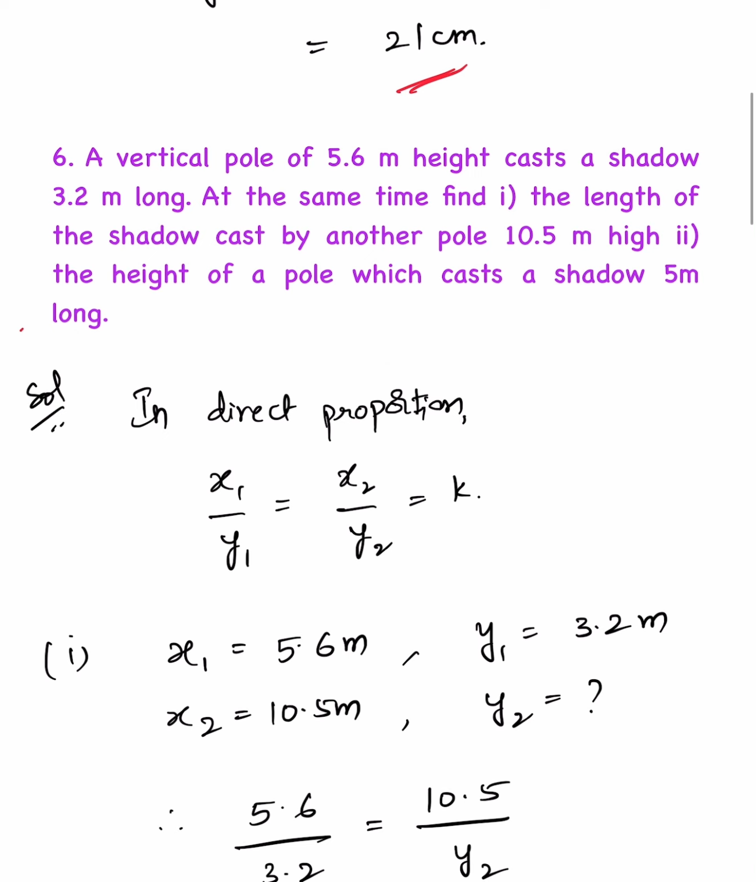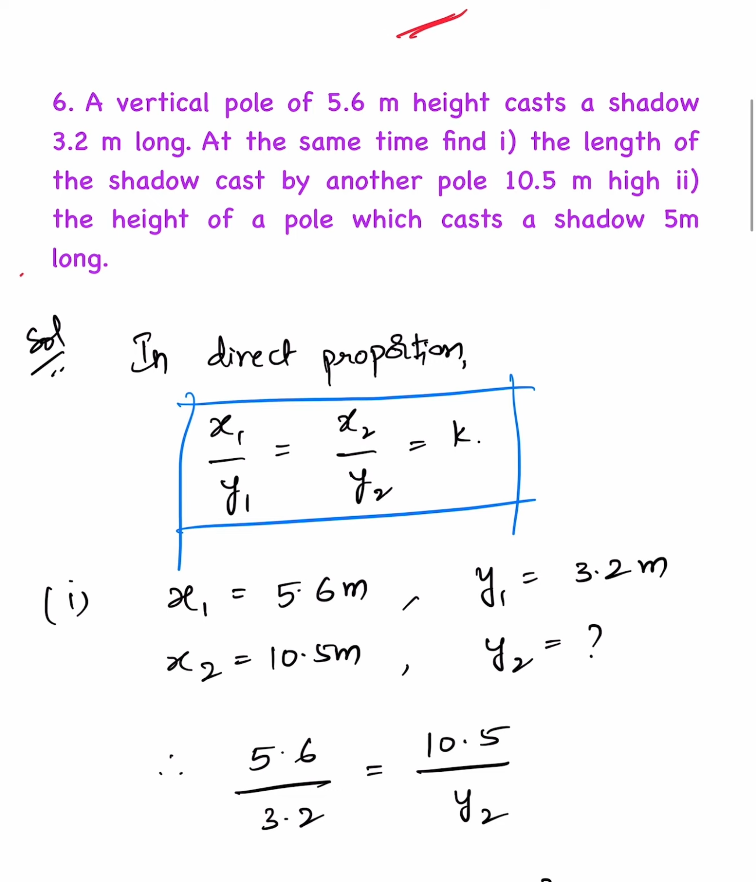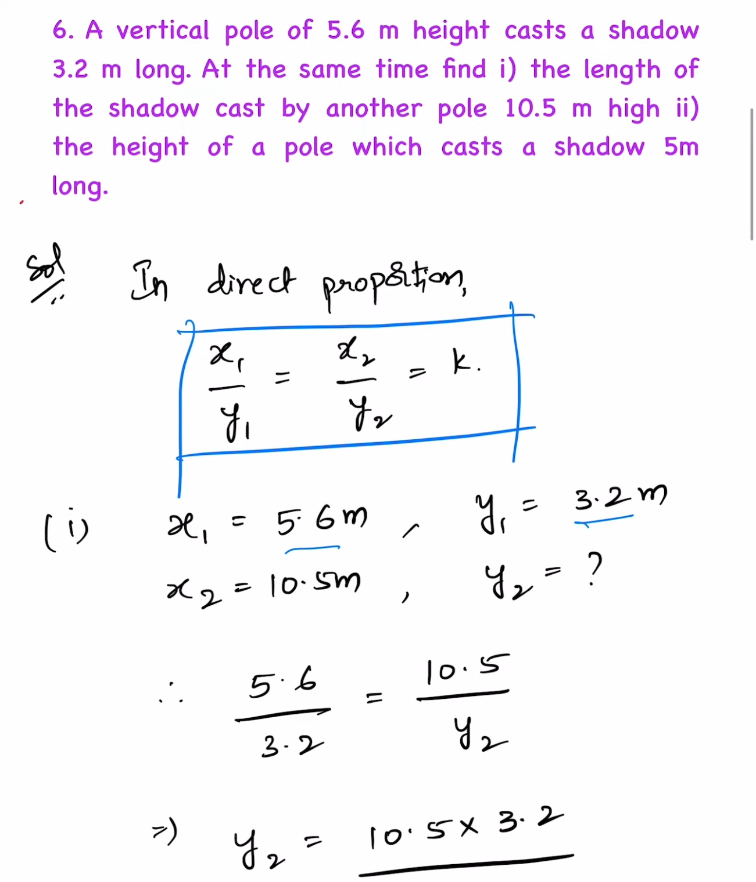A vertical pole of 5.6 meters height casts a shadow 3.2 meters long. At the same time, find the length of the shadow cast by another pole 10.5 meters high, and the height of a pole which casts a shadow 5 meters long. So, in direct proportion, x1 by y1 equal to x2 by y2. So, in the first bit, x1 is 5.6 meters, y1 is 3.2 meters. We know x2 is 10.5 meters because the length of another pole is 10.5 meters. So, we have to find the length of shadow. So, y2 we have to find out.